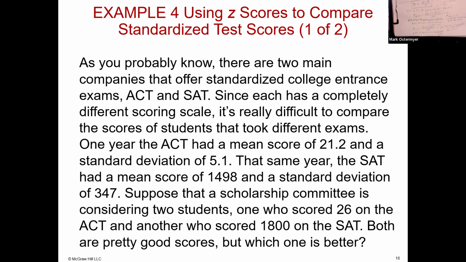One year, the ACT had a mean score of 21.2 and a standard deviation of 5.1. That same year, the SAT had a mean score of 1,498 and a standard deviation of 347. All right. Suppose that a scholarship committee is considering two students, one who scored 26 on the ACT and the other who scored 1,800 on the SAT. Both are pretty good scores, but which one is better?